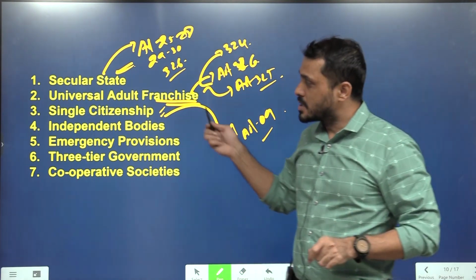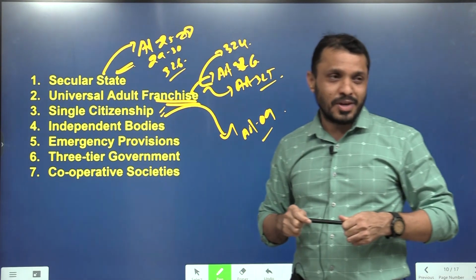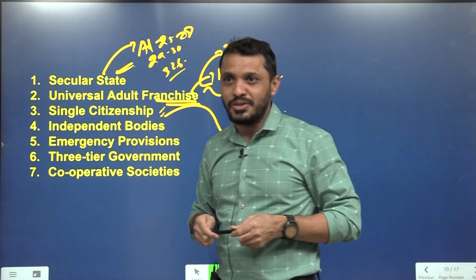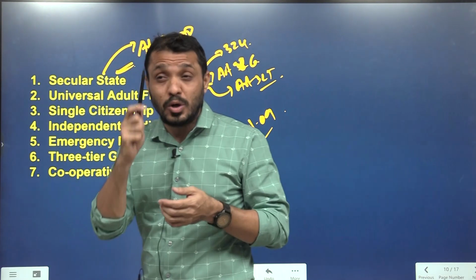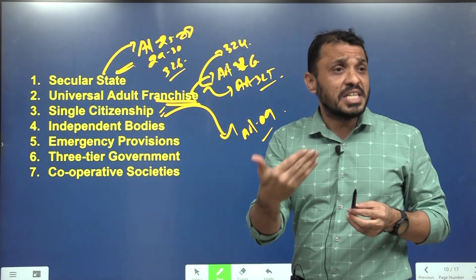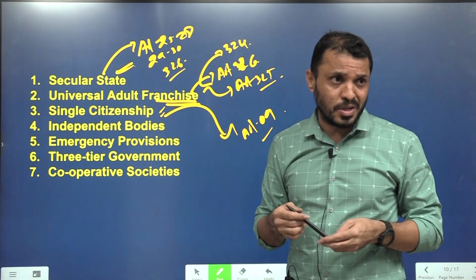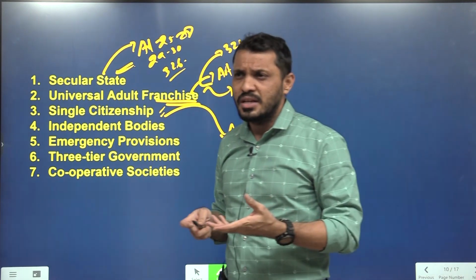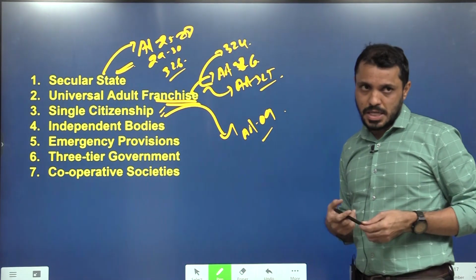Now tell me students, is single citizenship a unitary feature or a federal feature? You must work on these topics: which are unitary features and which are federal features. Obviously unitary, single citizenship only, and the Center controls all these things. America has state citizenship as well as country citizenship. Like if you are living in California or Connecticut, you will have state citizenship as well as country citizenship. So single citizenship is a unitary feature.